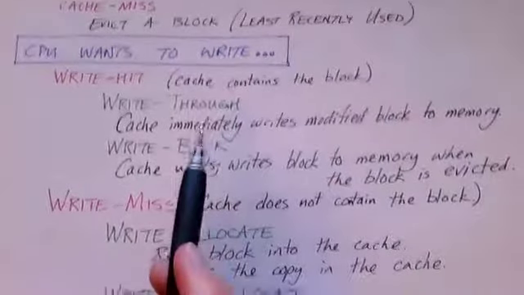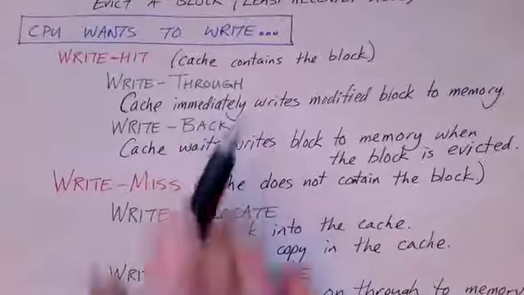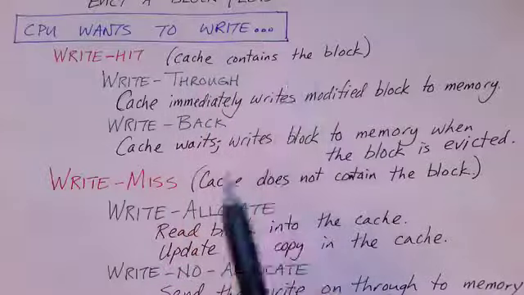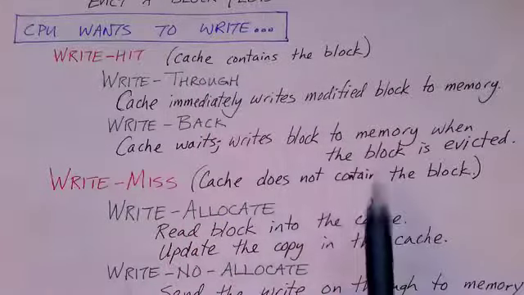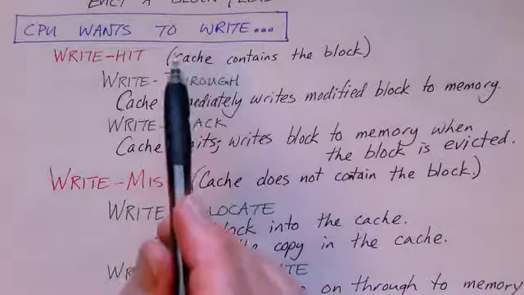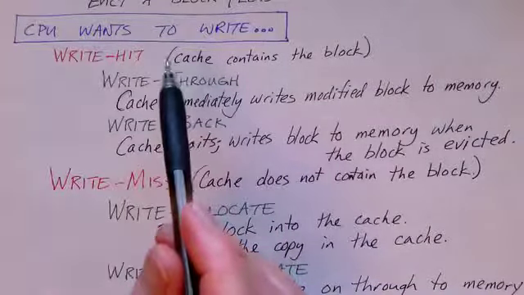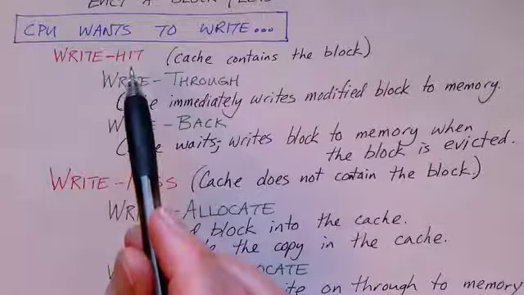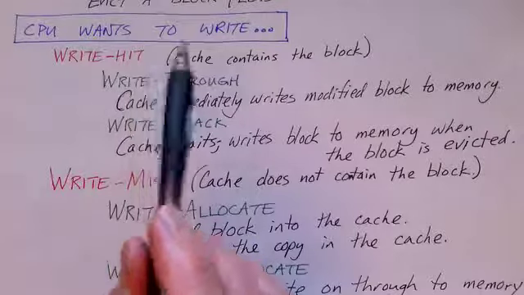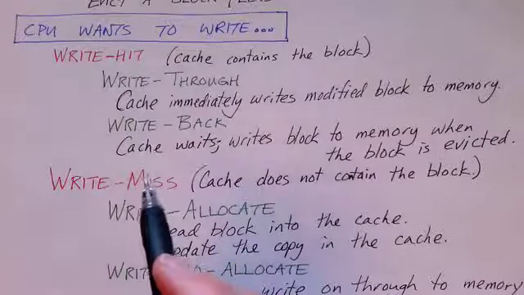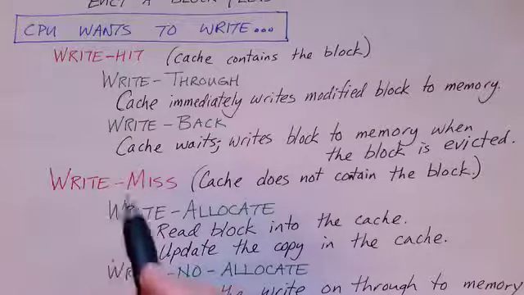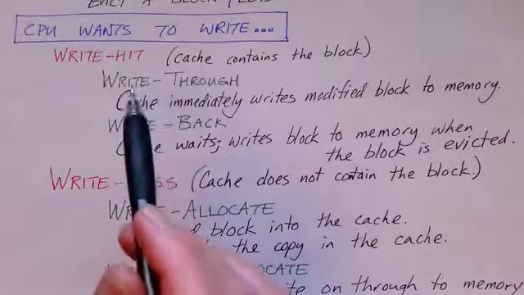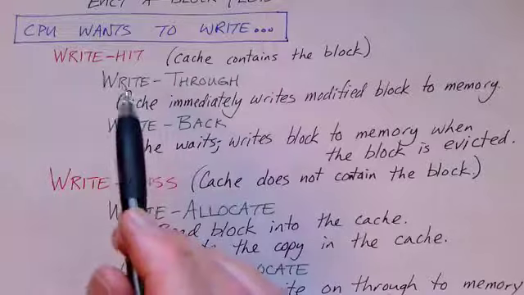Now, what happens if the CPU wants to write to memory? Again, there are 2 possibilities: the cache contains the block or the cache does not contain the block. If the CPU wants to write a byte and the block containing that byte is in the cache, we call that a write hit. The cache contains the data that needs to be modified. And if the cache does not contain the block that has that particular byte in it, then that's a write miss. Well, let's look at the hit first. So the cache contains the block.